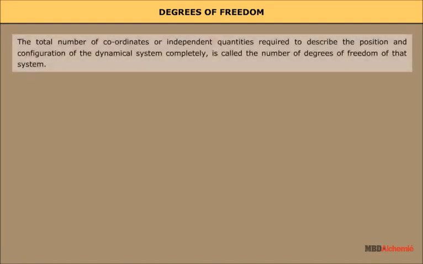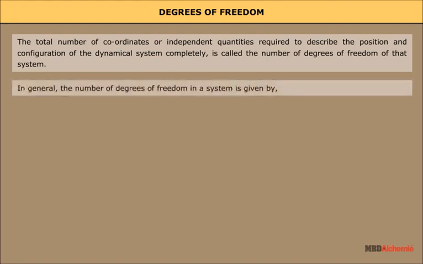Degrees of freedom. The total number of coordinates or independent quantities required to describe the position and configuration of the dynamical system completely is called the number of degrees of freedom of that system.